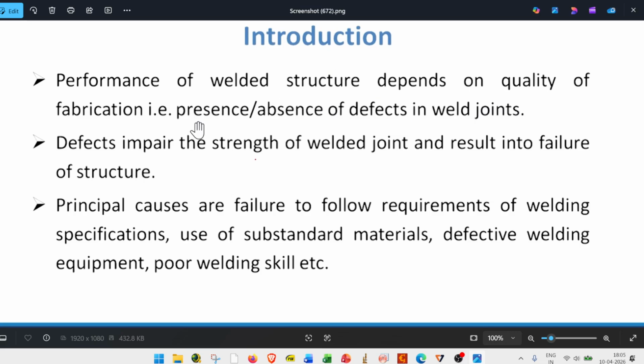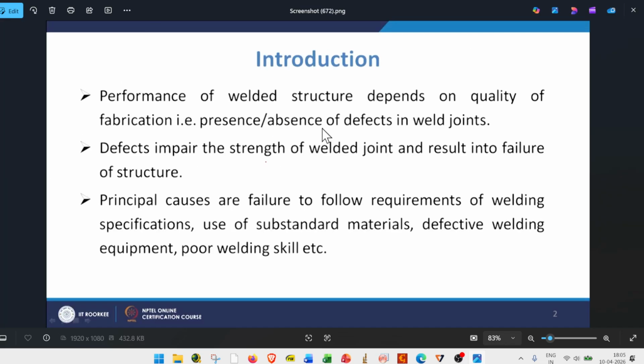The performance of the welded structure depends on the quality of the fabrication and the presence or absence of defects in the weld joints. Defects impair the strength of the weld joint and result in failure of the structure. The principal causes of this failure are non-compliance with the welding specifications, use of substandard materials, defective welding equipment, and poor welding skills. Compared to the ideal parameters, if we use substandard materials, improper welding parameters, or improper welding techniques, welding defects generally arise.